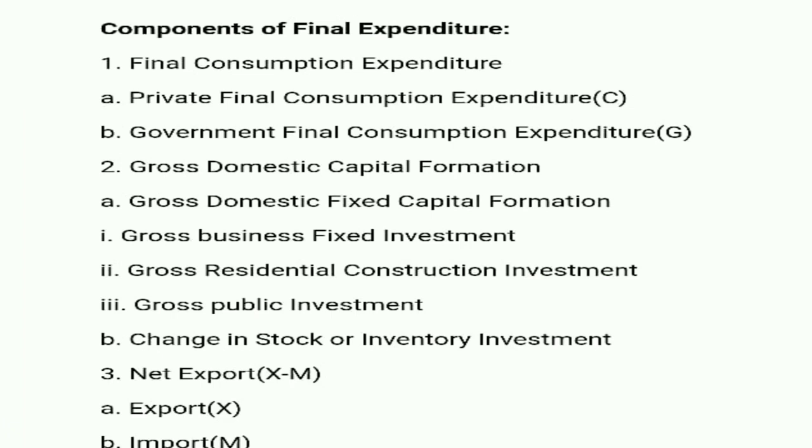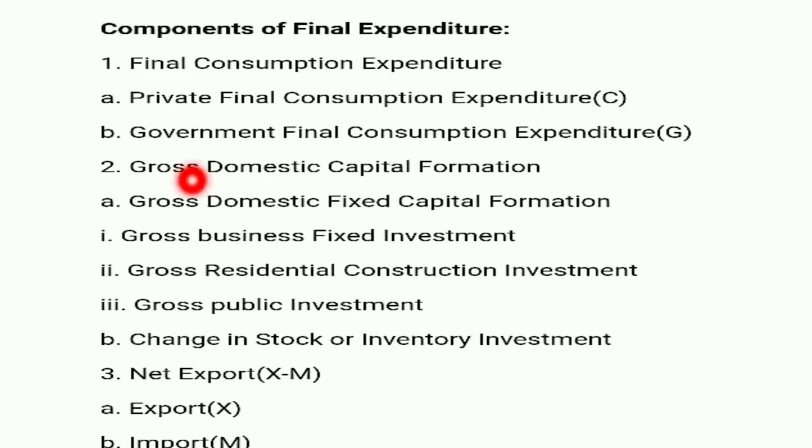Here you can see I have shown you all the components of final expenditure, all the four components of final expenditure. The first component is private final consumption expenditure. The second component is government final consumption expenditure. Private final consumption expenditure includes all the final consumption expenditure that households and producing sectors are doing. For example, if we buy vegetables, fruits, clothes, etc., then that would be a part of private final consumption expenditure.